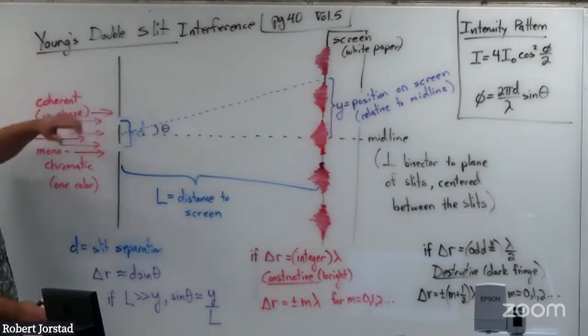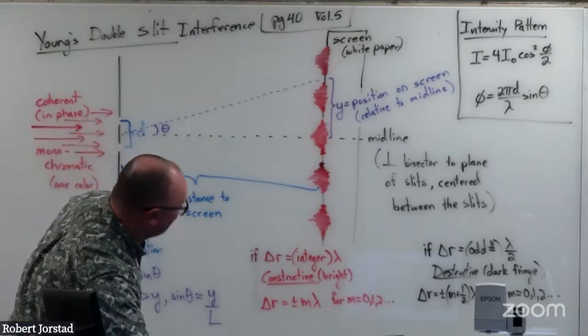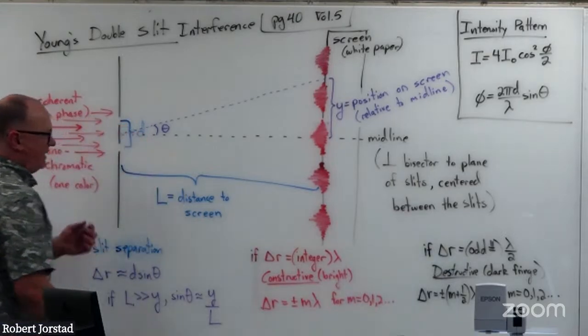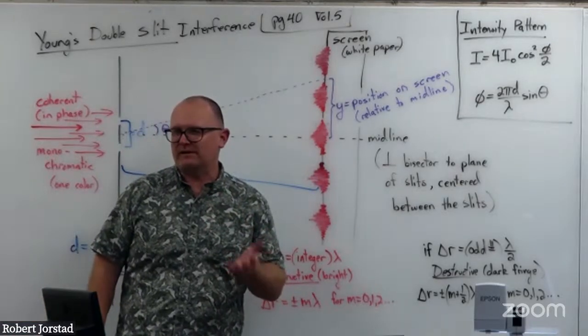Young's double slit, famous experiment. You'll hear about it a lot in modern physics. It's all over the place, so let's learn this pretty well. We've actually seen it before when we talked about two source interference with sound waves.